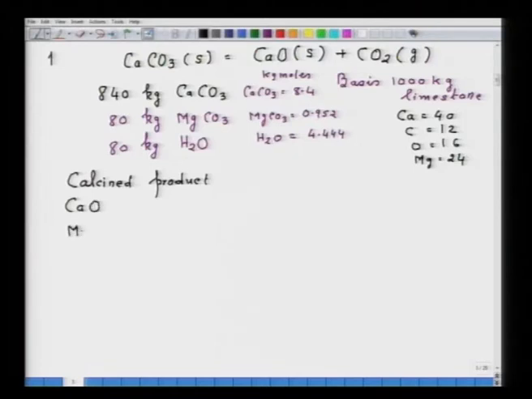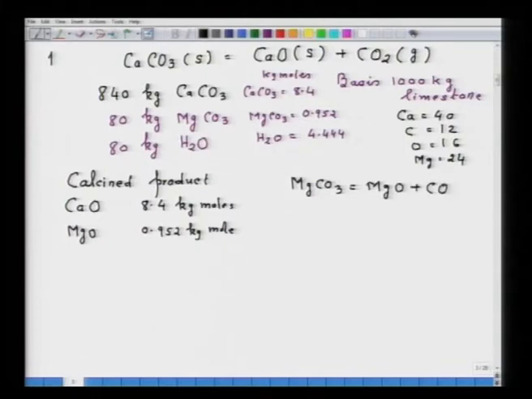calcium oxide and magnesium oxide. So, for calcium oxide, 1 kg mole gives 1 kg mole and 1 kg mole. So, CaO will be 8.4 kg moles. MgO will be 0.952 kg moles. Similarly, the reaction for MgCO3 will be MgO plus CO2, that is all. So, we have the calcined product.